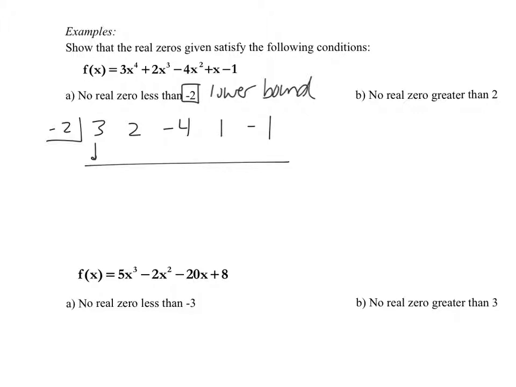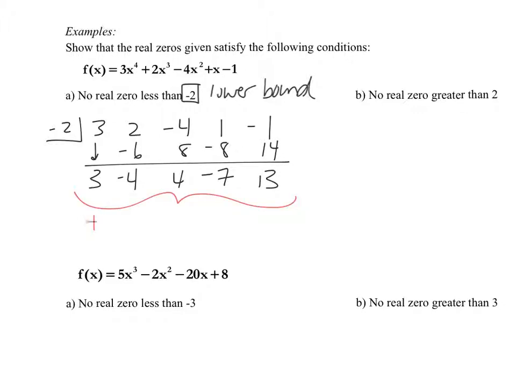Go through the synthetic division, which you guys are getting super fast at. Let's see here. -7, 14, 13. So notice how these signs go from positive, negative, positive, negative, positive. Signs alternate. That means it is a lower bound. Okay? So let's try: no real zero greater than +2.